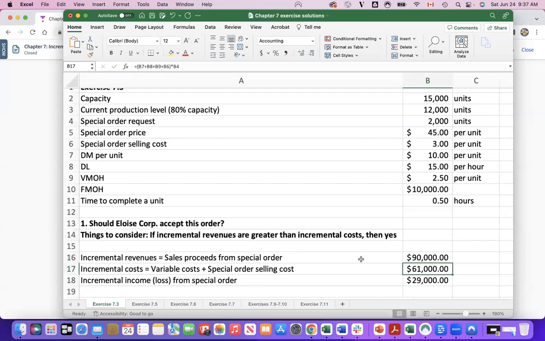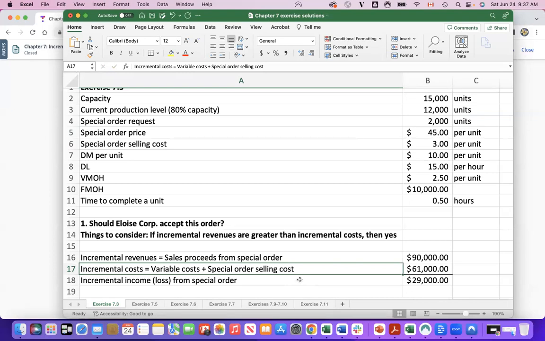So again, what does that mean? If we were to accept this special order, revenues would go up by $90,000. Now we have to see what happens to our costs. If costs increase by less than 90,000, then we should accept the order from a financial standpoint. Otherwise, we should reject it. Since we are operating at below capacity, we will not incur any additional overhead fixed costs. We don't have to increase production levels. We don't have to rent out new machinery, a new facility, or anything like that. We have enough room to fit this order in our current infrastructure.